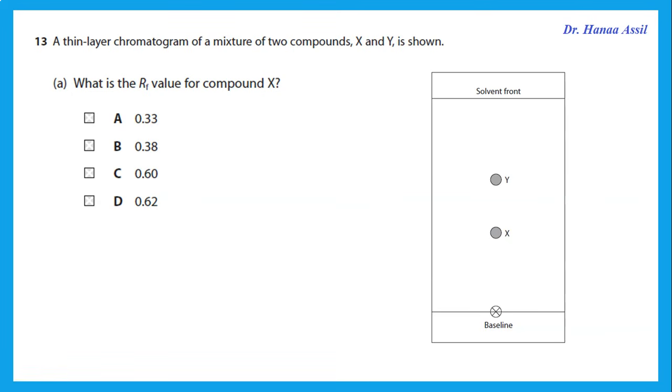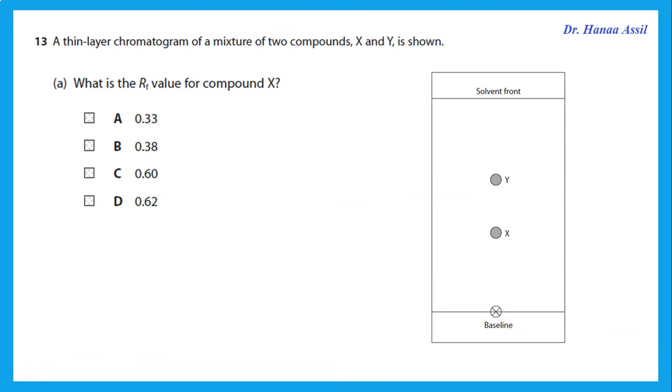Question 13 says, a thin layer chromatogram of a mixture of 2 compounds X and Y is shown. What is the RF value? Remember, a thin layer chromatogram is a piece of glass that is covered with a layer of silica, and we use it just like paper chromatography. So we put the spots on the baseline and we put it into the mobile phase, which is the solvent going up, and they separate.